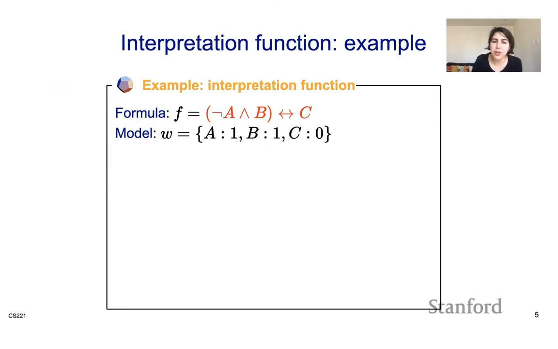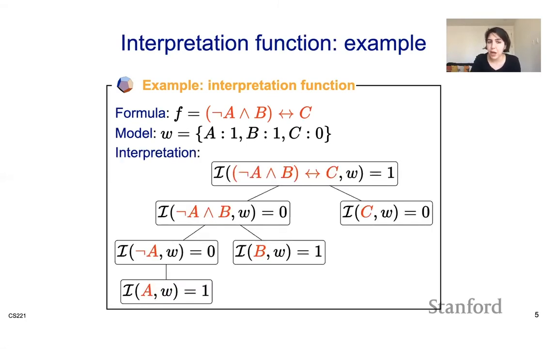All right, so let's look at an example of how we do this recursively. Let's say we have a formula F, and that formula is negation of A and B, bidirectional implication C. That's my formula. I have an assignment, a model, which is a truth assignment to my propositional symbols A, B, and C. Let's say A is 1, B is 1, and C is equal to 0. Now I can call the interpretation function of F and W and see what the value would be. How do we do that?